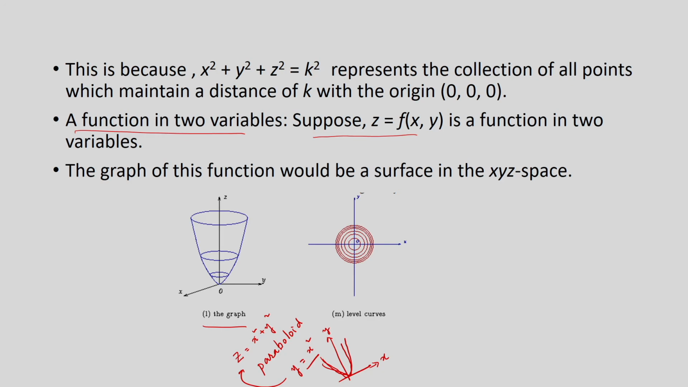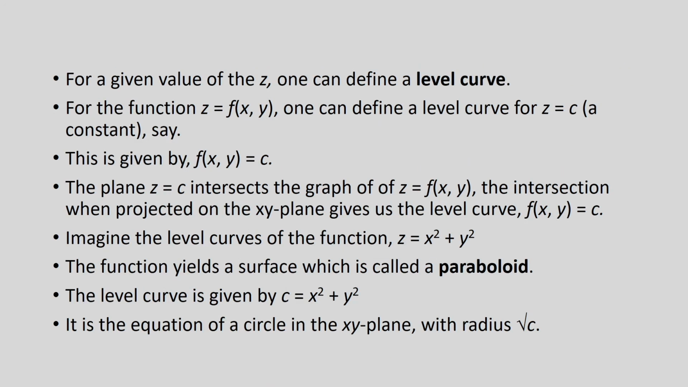So, what we are saying is that if you have z is equal to f of x and y, so you have the dependent variable to be a function of two variables, then one can represent this function in the 3 dimensional space. I have taken a particular form of function, and this form of function will give us this kind of shape, and it is called a paraboloid. Now, for a given value of z, we can define what is known as a level curve.